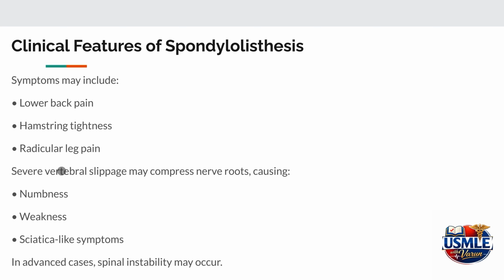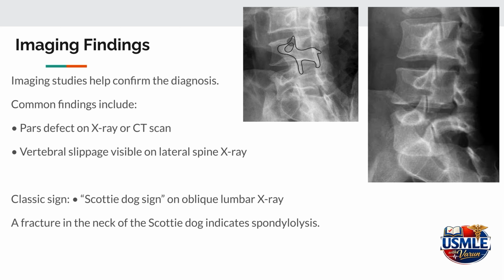On imaging, the classic finding is the Scotty dog sign on oblique lumbar X-ray. We can observe a dog-shaped hyperlucency on an oblique X-ray of the spine, and I'm pointing towards the pars interarticularis. We can observe a characteristic fracture which leads to slipping of one vertebra over the other that's below it.